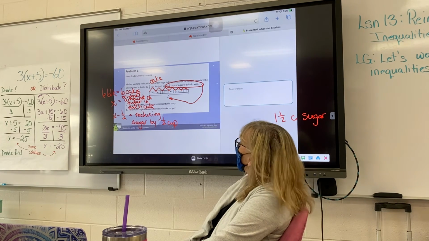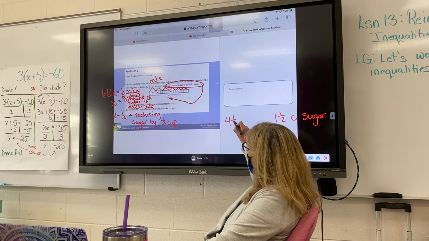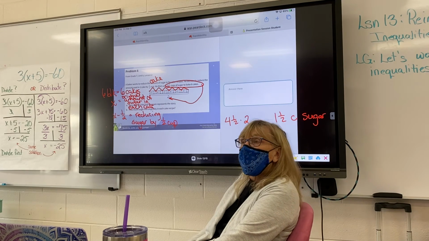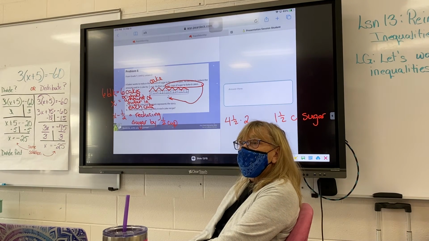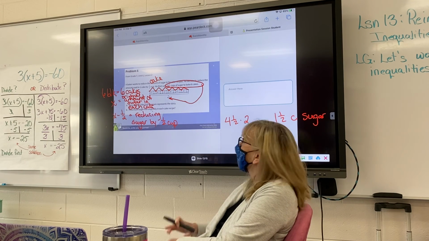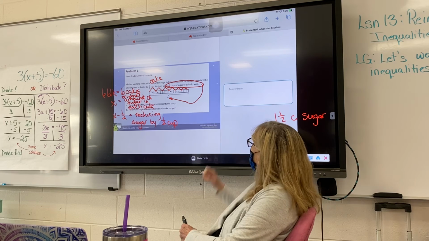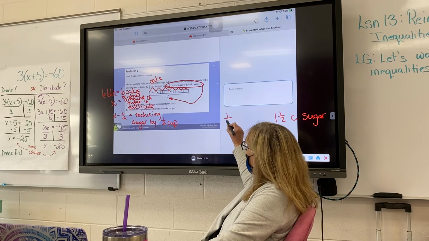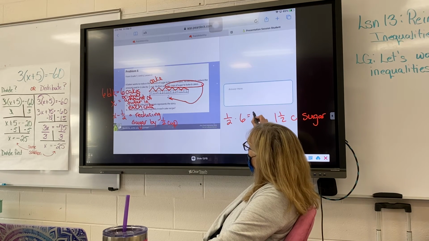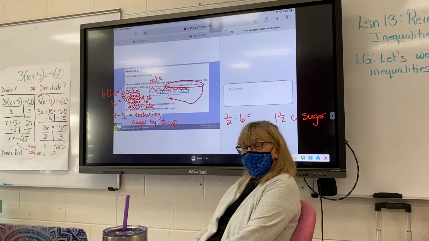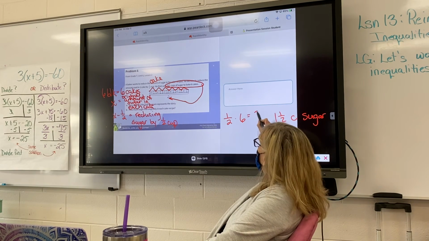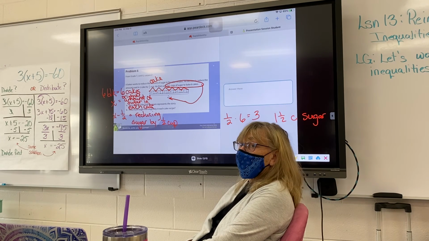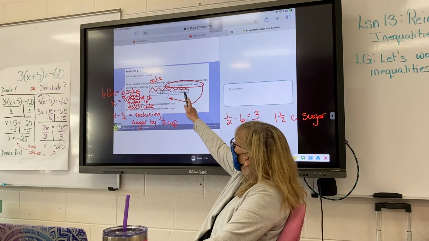4 1/2 times 2 equals 9. Why am I multiplying it by 2? How I got my answer of 1 1/2 is I multiplied 1/2 by the 6 cakes that he baked. So 1/2 times 6 equals 3. Now what are you going to do with those 3? Minus 3 from 4.5. Okay, are these already taken away?